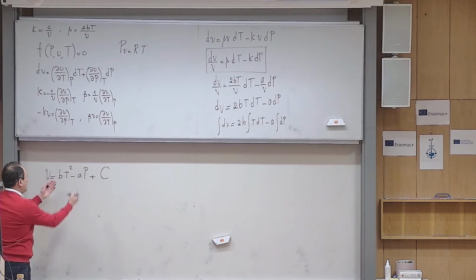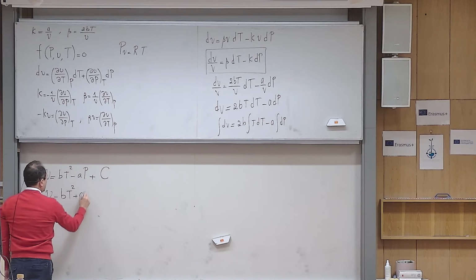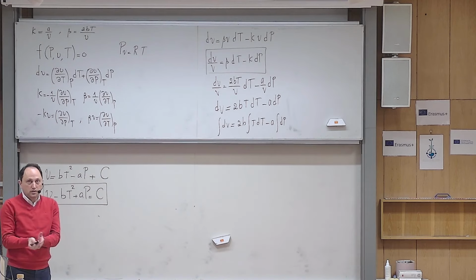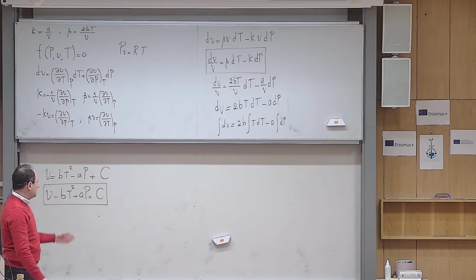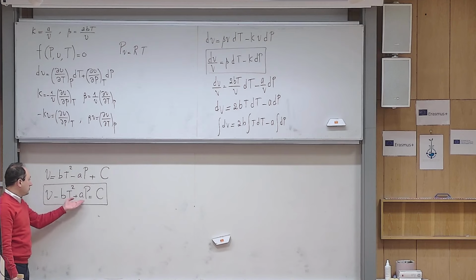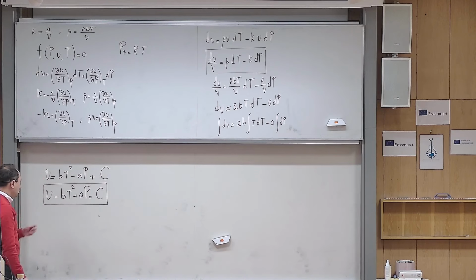Okay, and then I move everything to the left, so it becomes V minus bT squared plus aP equals a constant. So what was my goal? My goal was to find the equation of state. What is the equation of state? A relation among V, T, and P. So that's my relation. Of course, this one is so simple that you can also explicitly express V in terms of T and P. You can also easily express P in terms of T and V. And of course, if you want to express T in terms of V and P, you can do it, but you have to take the square root and take care of the plus-minus signs that appear. Okay, so that's the first thing.